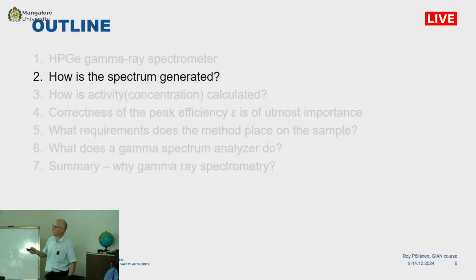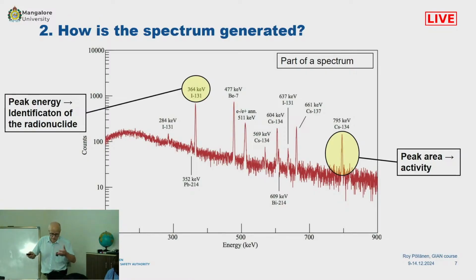All right. So how is the spectrum generated? I explained the basics in the previous lecture. Let's look more closely at the details. So we have peaks in the spectrum. How do we do the radionuclide identification? It is because of the energy. For example, in this case, the energy is 364 kiloelectron volts, which means, according to the radionuclide library data, this is iodine.